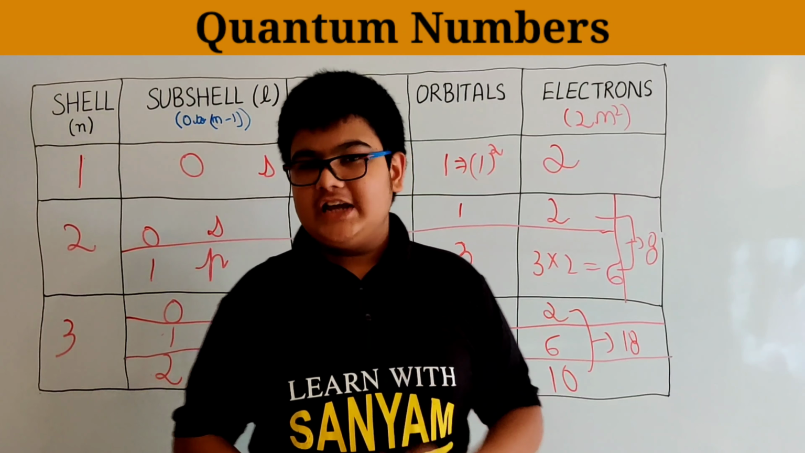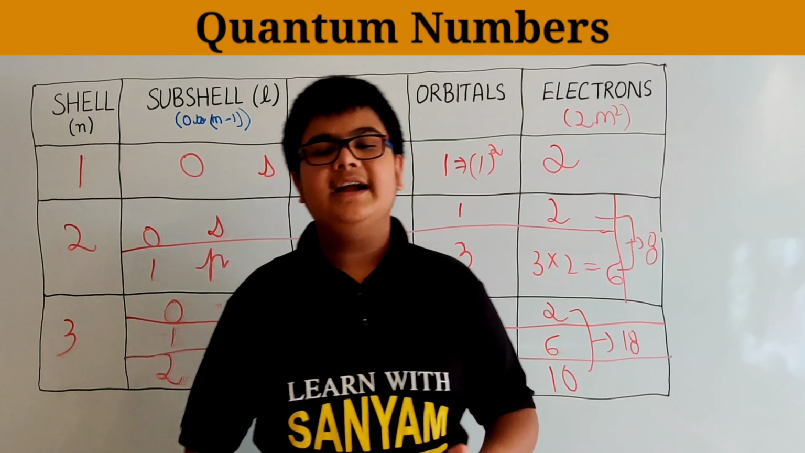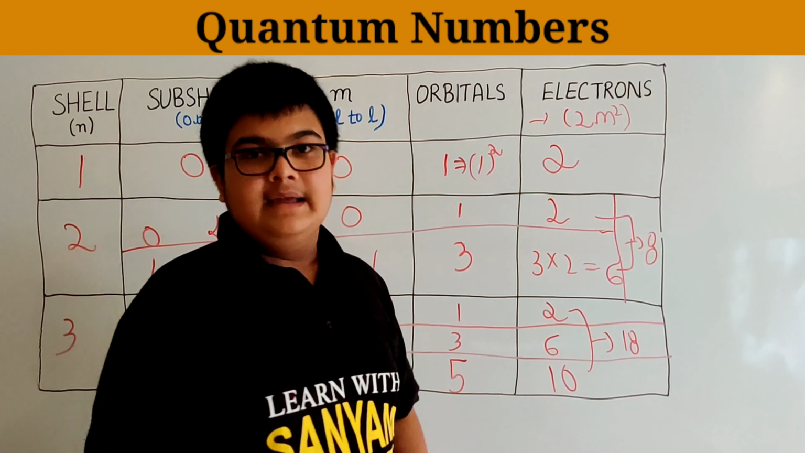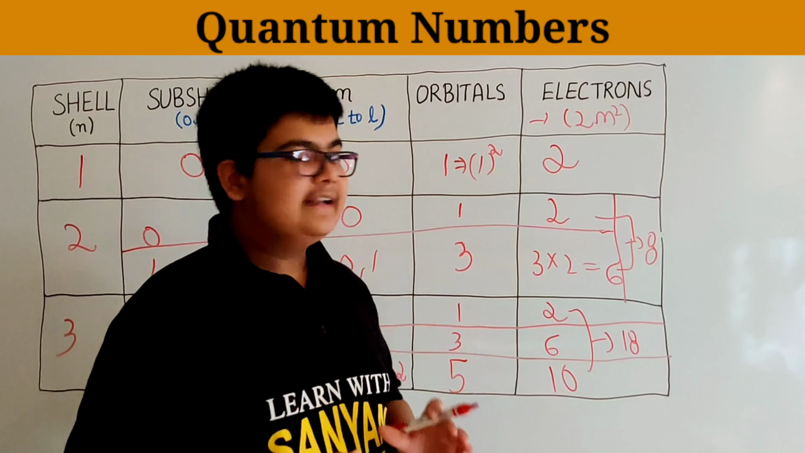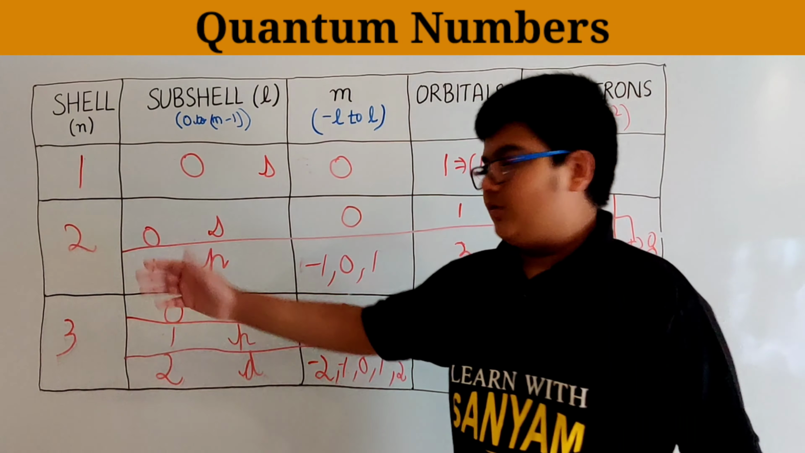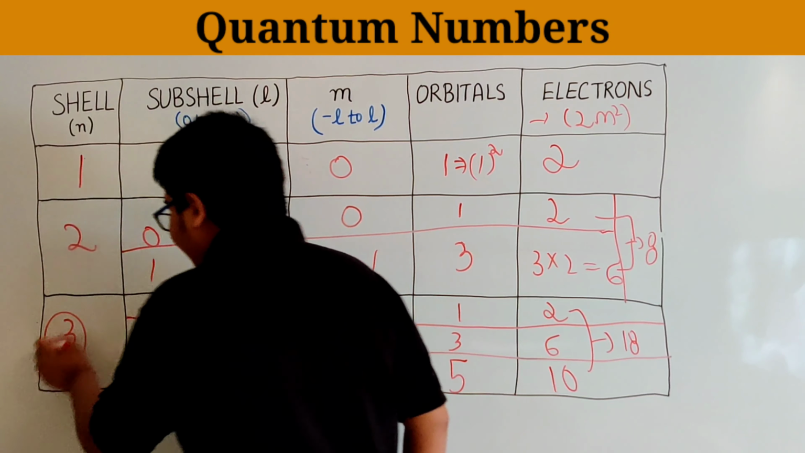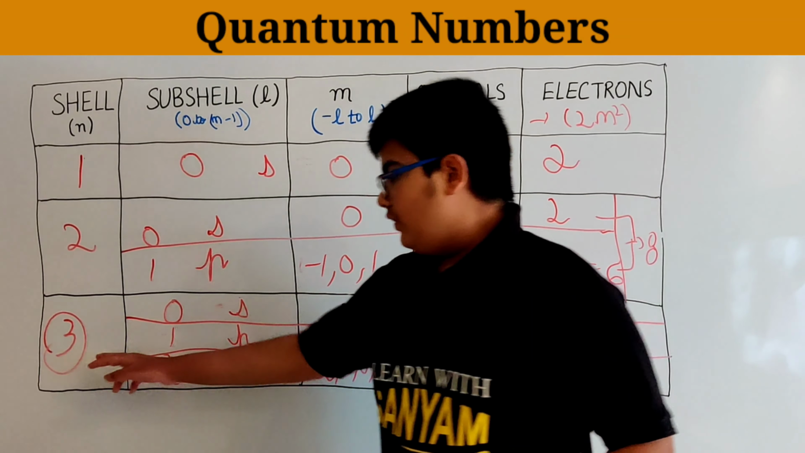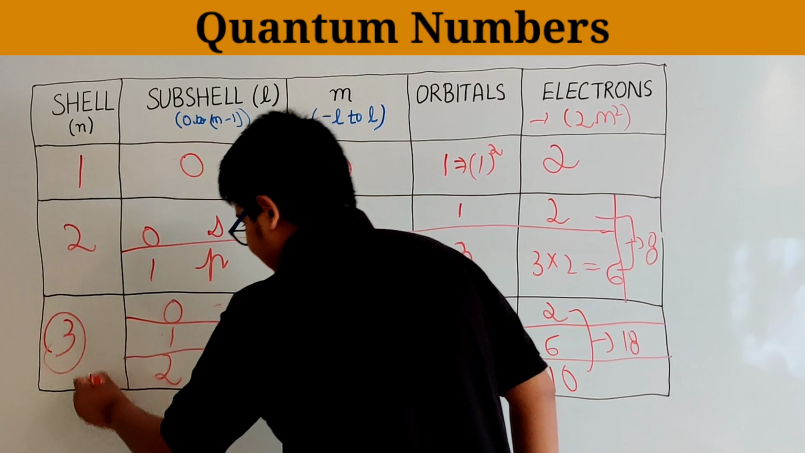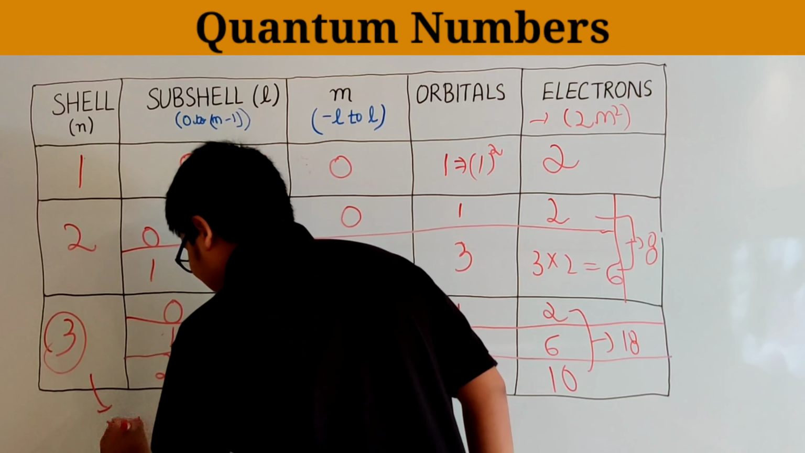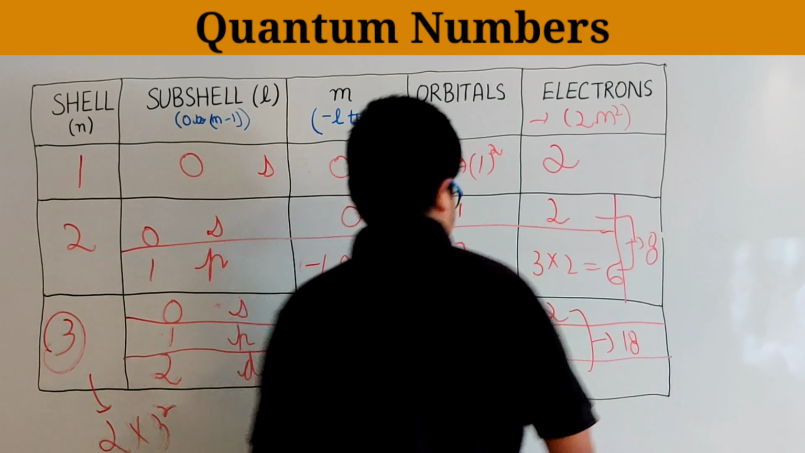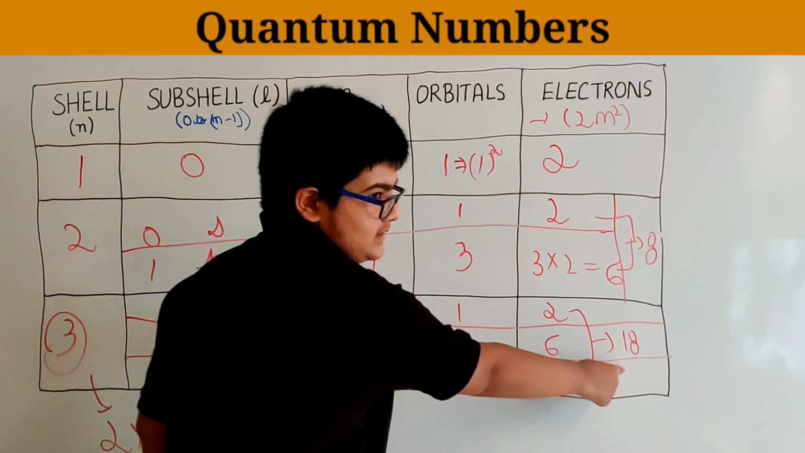So if we know the shell number, the value of n, then we can easily find out the number of electrons by using this formula, that is 2n square. But if you want to solve it mathematically, then you can use this method also by making the entire table. So let's check it out. Let's see that if we take the value of n is equals to 3. With this formula we can say that number of electrons will be 2n square, that is 2 into 3 square. 3 square is 9 and 2 multiplied by 9 is 18. So here you can see that we are getting 18 electrons.